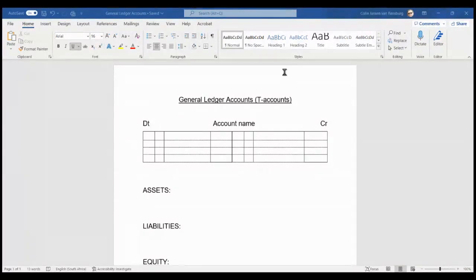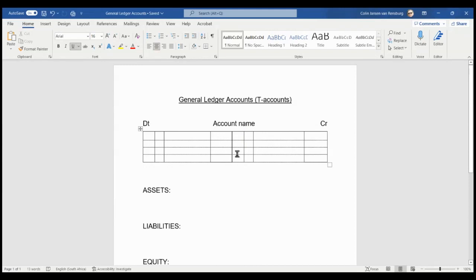Now, we're just going to discuss general ledger accounts first of all, before we actually start looking at the accounting equation. Because before we can look at the accounting equation itself, we must understand how general ledger accounts work. They are also sometimes referred to as T accounts, simply because if you ignore all the other lines, and only take that top line and this center line, it looks like the capital letter T. Right, so that is typically what a general ledger account looks like.